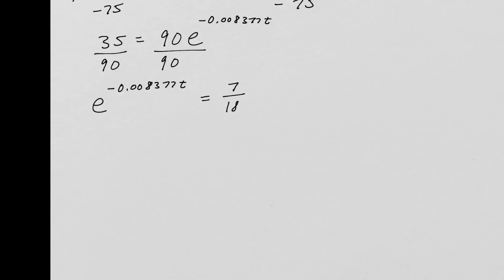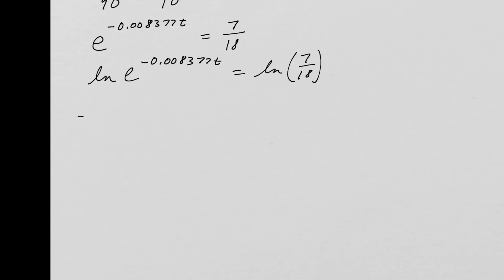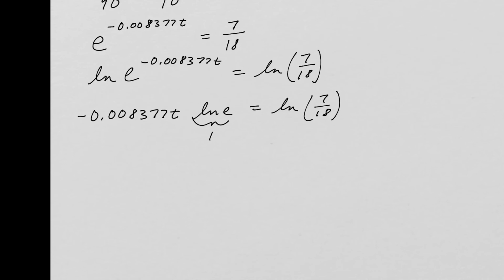And then how do I get the t? How do I solve for t? I need to get the exponent out front, so I need to take the natural log of both sides. So now I can use that exponential property, right? This will come out front. So 0.08377t times natural log of e equals natural log of 7/18. But natural log of e is just 1, right?